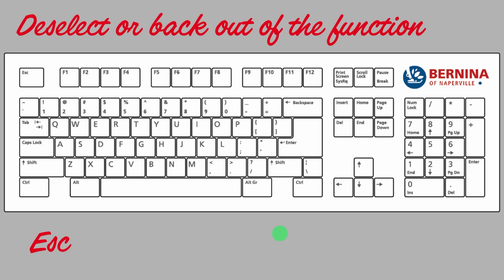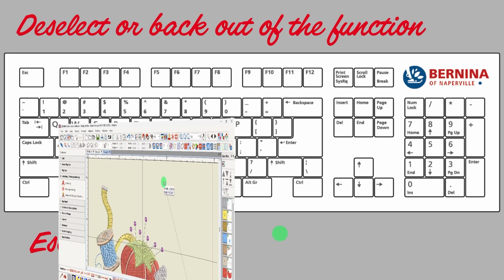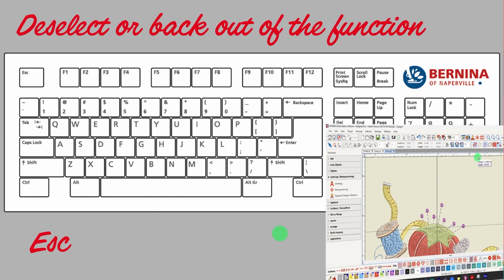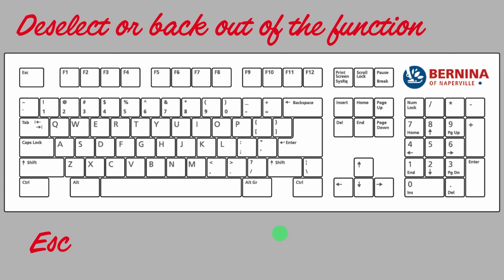Deselect or back out of a function is escape. We use this a lot. You know, once you use that measuring tool and you want to get the ruler off of your mouse because it feels stuck to it, you just press escape to get rid of it. And escape is in different spots on keyboards, but in this one that we're using, it's just there.